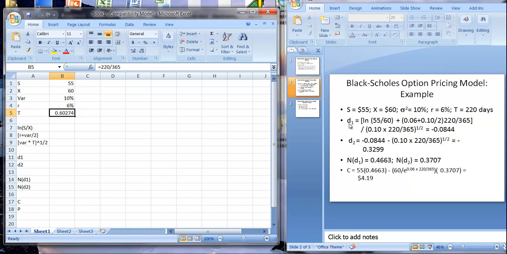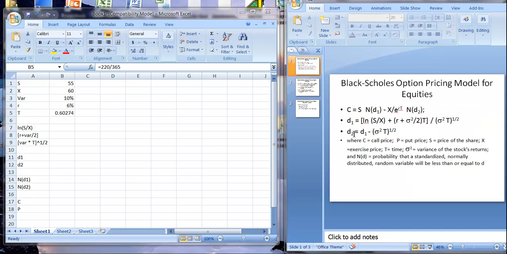Now, I could have put in this complete formula for D1, or I could have put in the complete formula for the whole thing, but it's too complicated. If you mess up somewhere, you're going to have a hard time figuring out where you made your mistake. So what I've done is I've broken up the D1. Let me go back just to the formula part.